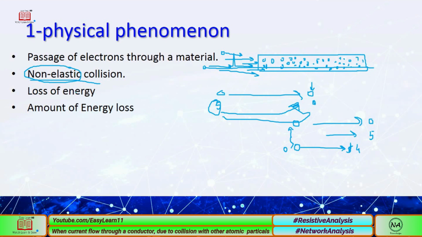A perfect elastic collision is defined as a collision in which there is no loss of energy, and the energy, remember, is kinetic energy. There are two types of energies, and the one we are discussing here is kinetic energy.